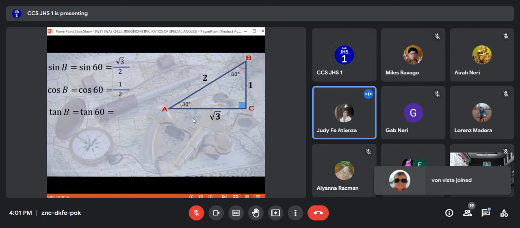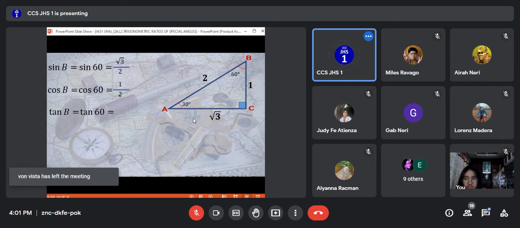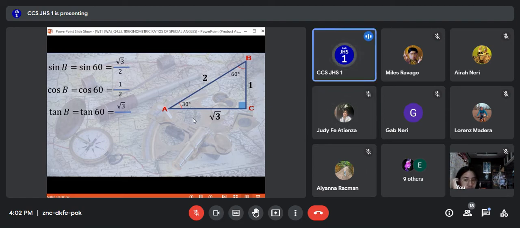Tangent is opposite over adjacent to angle B, because our 60 degrees is at angle B. What is the opposite of angle B? Is it 1 or square root of 3? Opposite is square root of 3. So square root of 3 over 1, or equal to square root of 3.